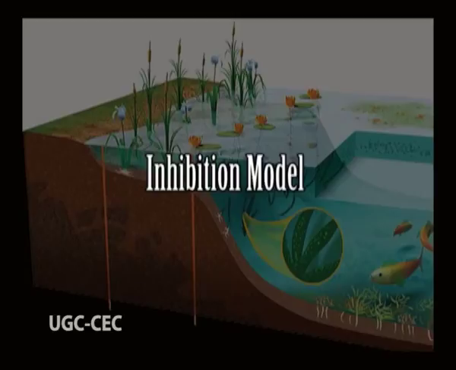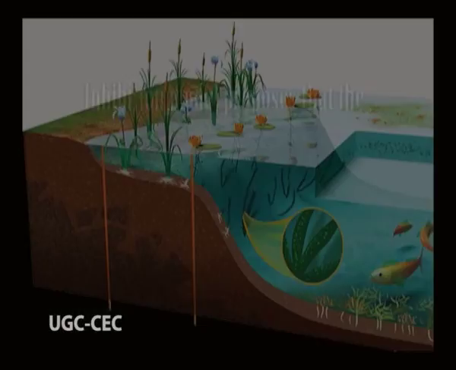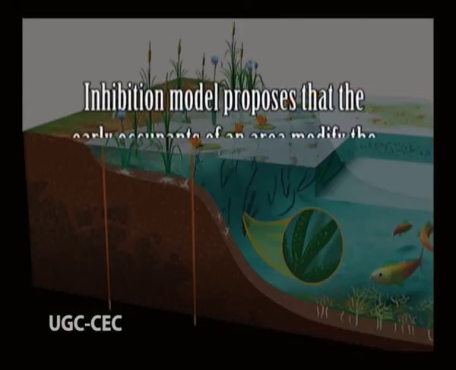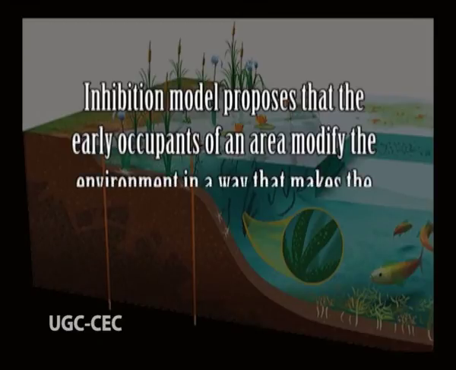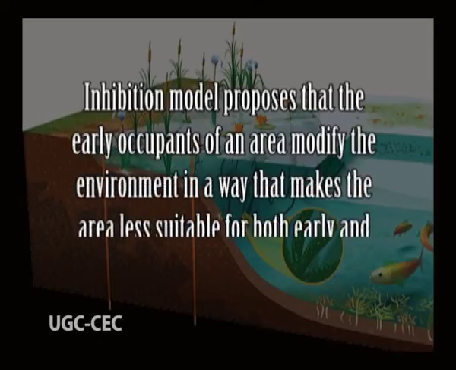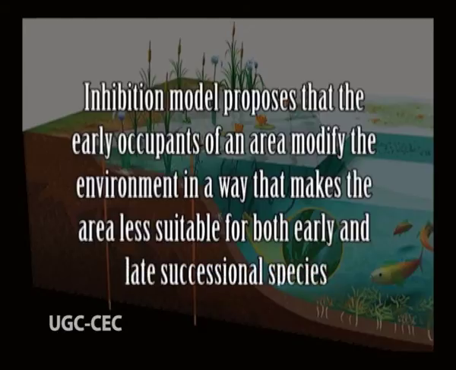Inhibition model. Like the tolerance model, the inhibition model assumes that any species that can survive in an area as an adult can colonize the area during the early stages of succession. However, the inhibition model proposes that the early occupants of an area modify the environment in a way that makes the area less suitable for both early and late successional species. Simply, early arrivals inhibit colonization by later arrivals. Later successional species can only invade an area if space is opened up by disturbance of early colonists.